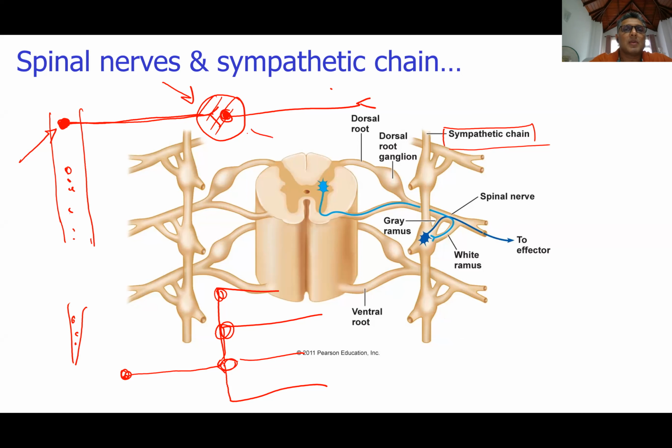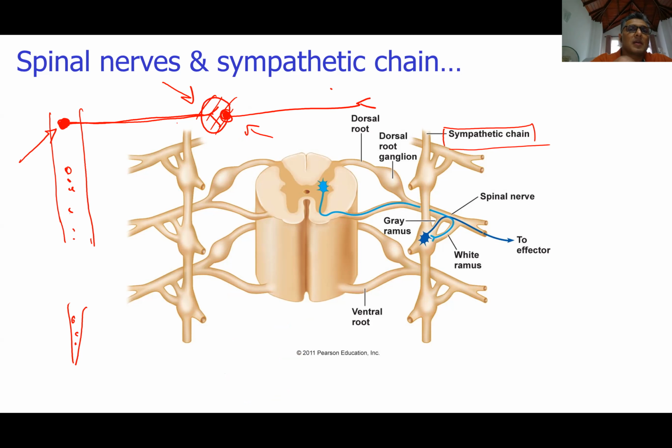Now, if somebody asks what is inside the sympathetic ganglia, you can say that it is the cell bodies of the postganglionic sympathetic neurons. Now you can see that the distance between the spinal cord and the sympathetic chain is very limited. It's a very small distance. Because of this, the preganglionic fiber of the sympathetic system is short.